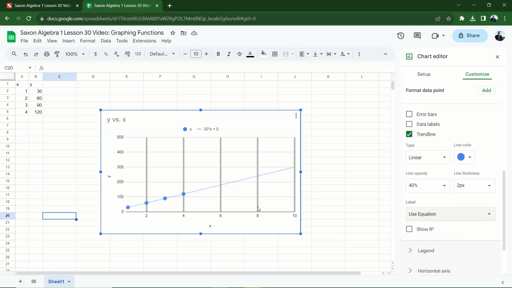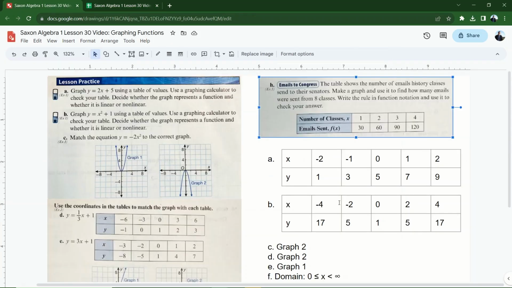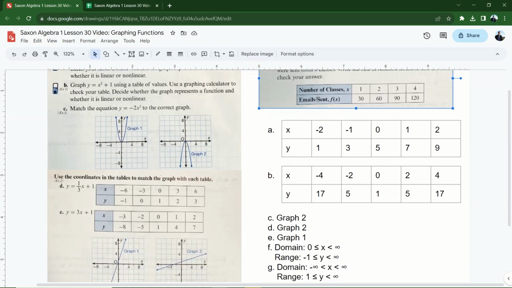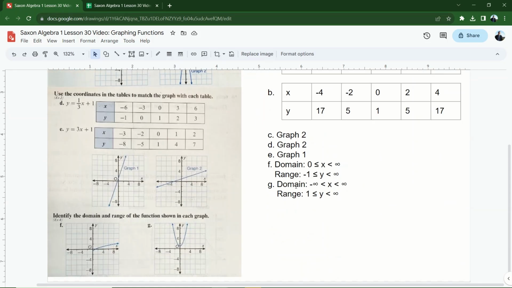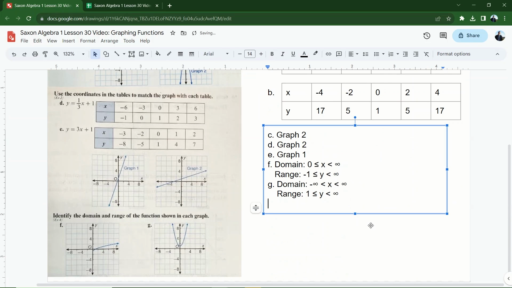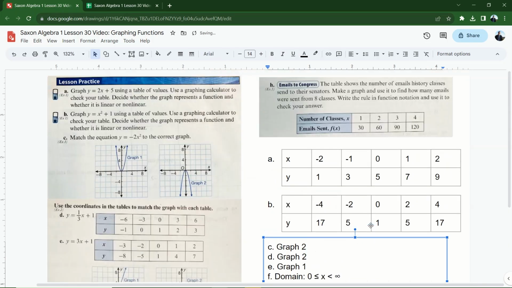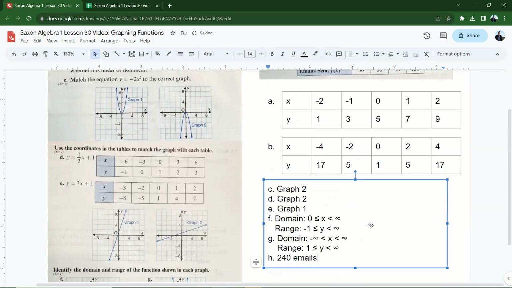Well, why not just plug in 8 as x into the equation? So the equation is y equals 30x. This is going to be 30 times 8. Y will be 240. So the answer to make a graph and use it to find how many emails were sent from 8 classes is 240. I'm just going to write that down here. We're going to say H. The answer is 240 emails. Or letters? Is it letters? No, it is emails.